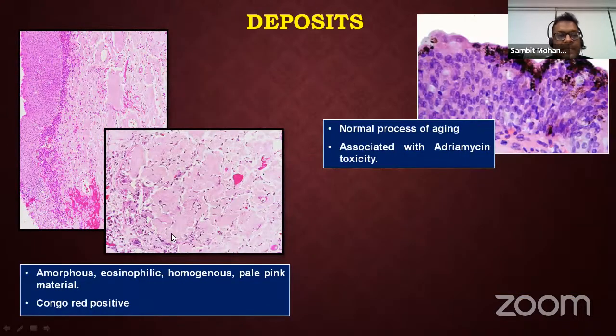Then comes this stuff, what is this? This is amyloid. This is an acellular eosinophilic substance which is present compressing the blood vessels. So this is the amyloid. And in normal aging, you do see the lipofuscin pigment, and sometimes this is a case of adriamycin toxicity. You have this brown black pigment sticking to the umbrella cells.